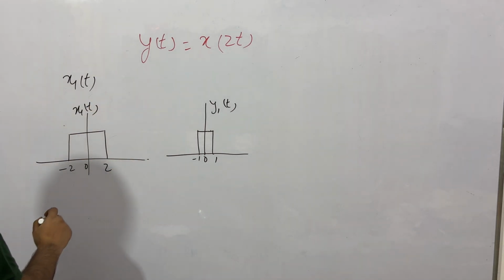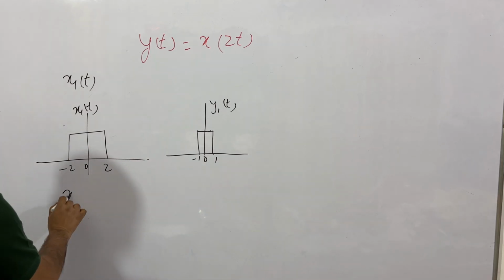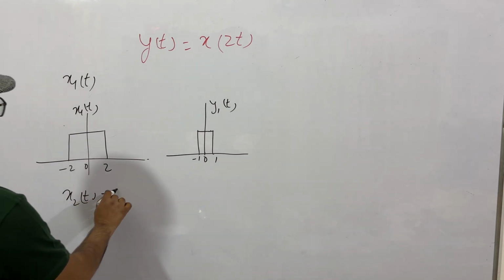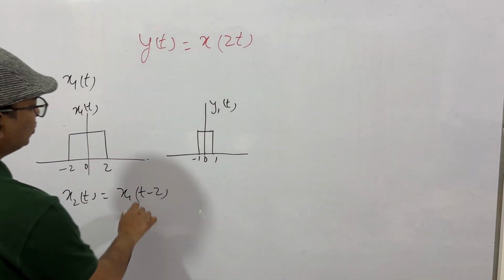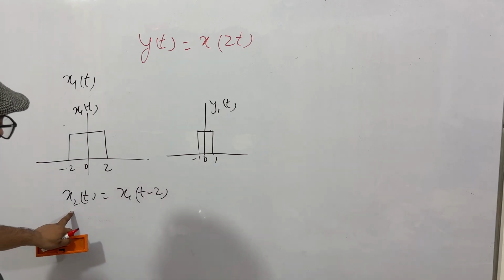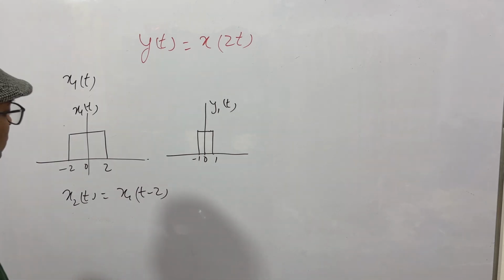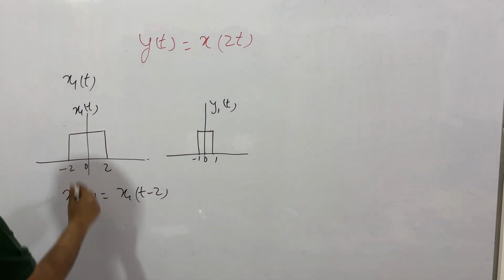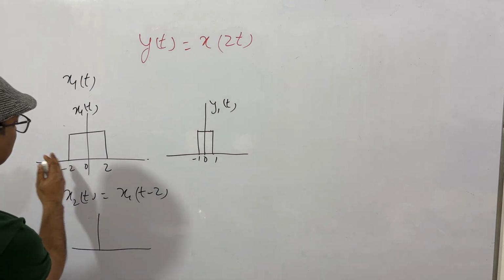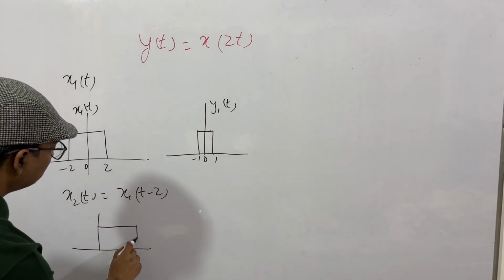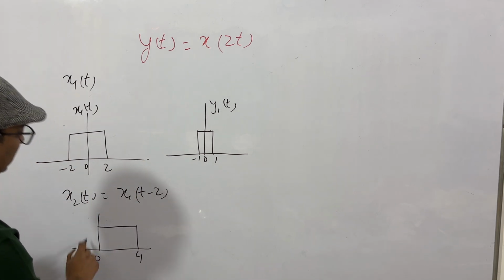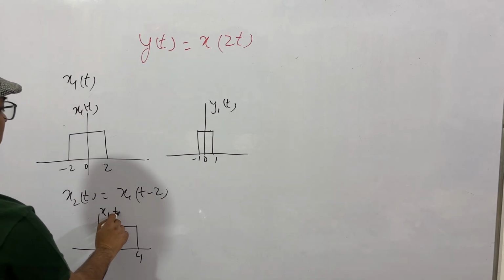Now second, let's take x2(t), which is basically x1(t minus 2). We have another input, which is x1(t minus 2). What is the meaning of x1(t minus 2)? This is your x1. So t minus 2 means shifting it to this side, that is, this will go to 0 to 4. This is your x1(t minus 2).